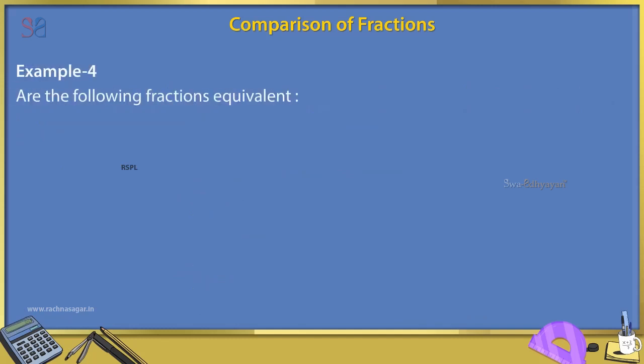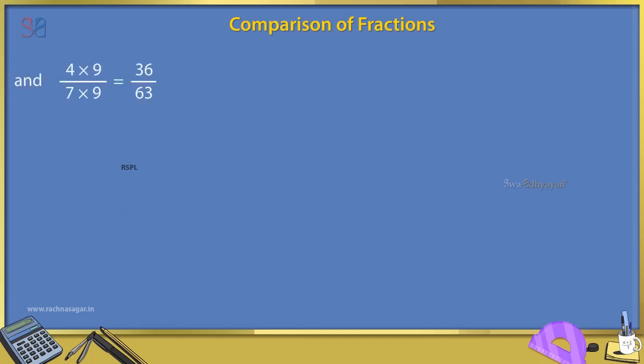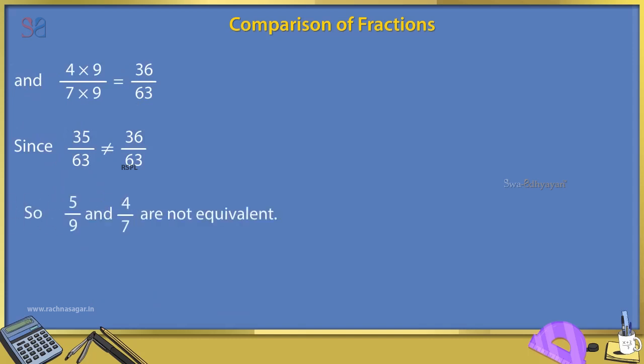Example 4. Are the following fractions equivalent? 5/9 and 4/7. Solution: 5/9 and 4/7. LCM of 9 and 7 is 63. 5 into 7 by 9 into 7 is equal to 35/63. And 4 into 9 by 7 into 9 is equal to 36/63. Since 35/63 is not equal to 36/63, so 5/9 and 4/7 are not equivalent. 5/9 is not equal to 4/7.